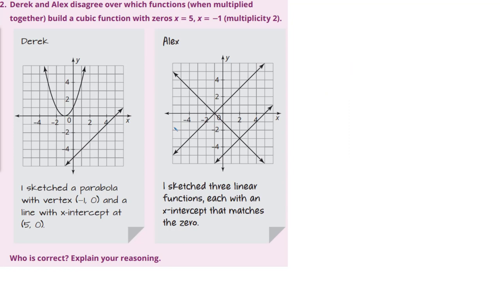So Derek and Alex disagree on which function, when multiplied together, would build a cubic function with zeros at 5 and -1, and -1 is going to have a multiplicity of 2, meaning it's going to bounce. So they both think these two spots are going to be affected. So this one is supposed to bounce, and that one's supposed to cross. Is this correct? Is one of them correct and one of them wrong?